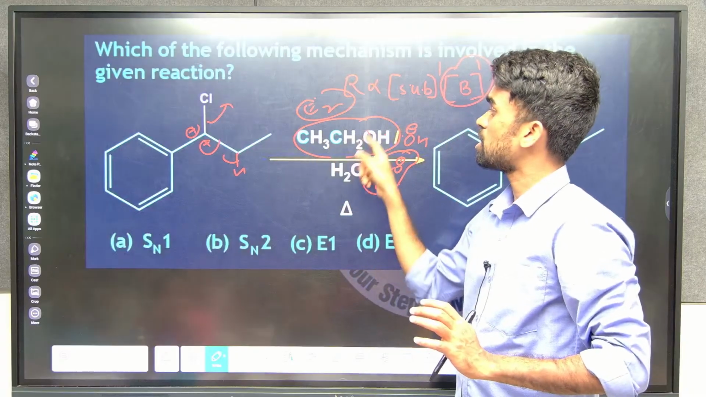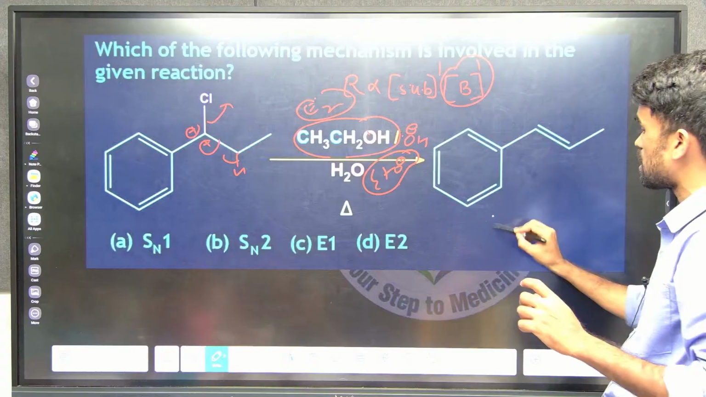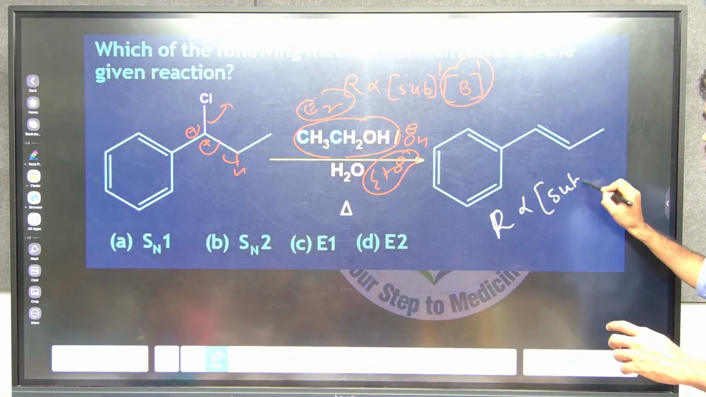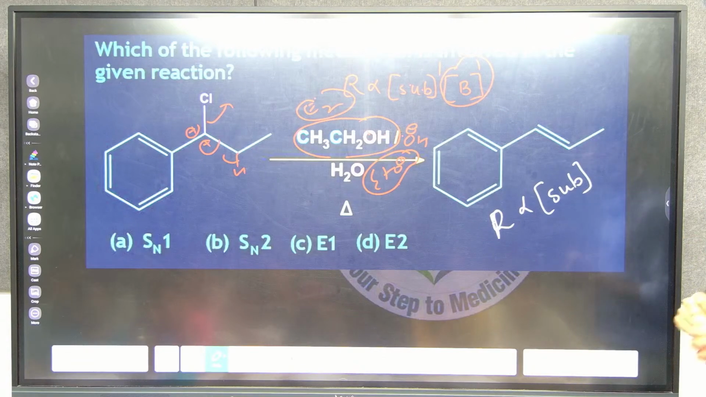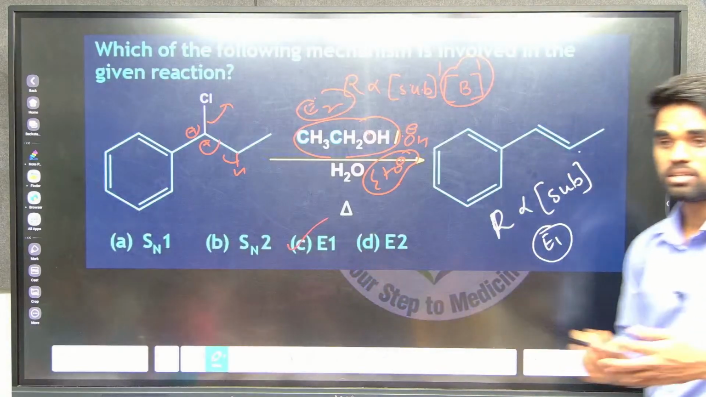So it is not depending on the concentration of base, which means the rate is depending only on substrate concentration. So now what is the order? 1. So it is the E1 mechanism. So what is your answer? C.